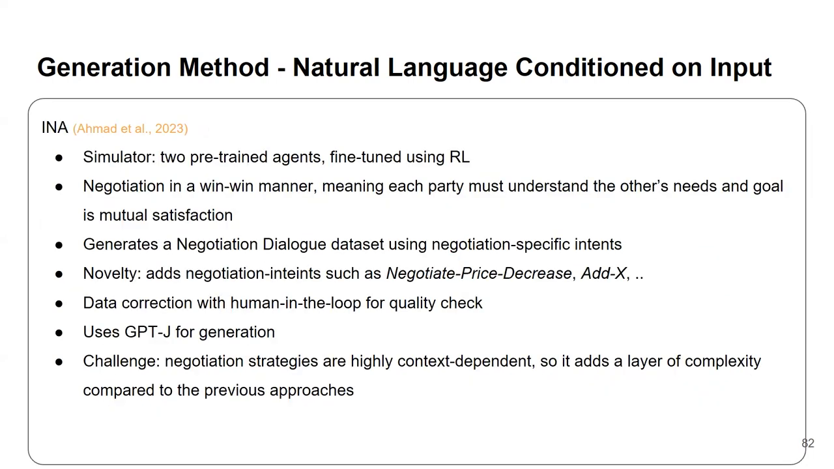And finally, we have INA, which is quite a new paper from 2023. It is similar in idea, as it also uses simulation, also a two-sided simulation. But this task is more difficult than the normal tasks that we mentioned, like booking a flight ticket or a restaurant, because it does negotiation. And in negotiation, there are a lot of intents that are very specific. So for example, you want to decrease a price, or you want to add something to the negotiation, another product. This is one method that does simulation given input that uses GPT-J. That's also quite different. The models are very different, and also the quality of the data is quite different.